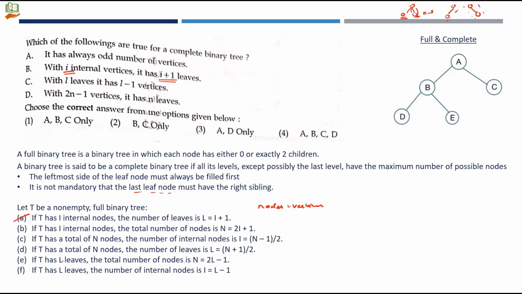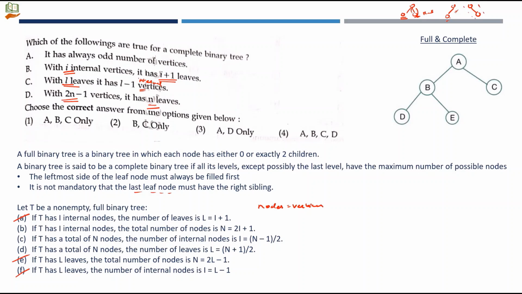If T has L leaves, the total number of nodes is 2L minus 1. If it has N leaves, it has 2N minus 1 nodes. This statement is perfectly here. If T has L leaves, the number of internal nodes I is equal to L minus 1. With L leaves, it has not vertices but internal vertices, and the L minus 1 value is also correct. This part is also fine.